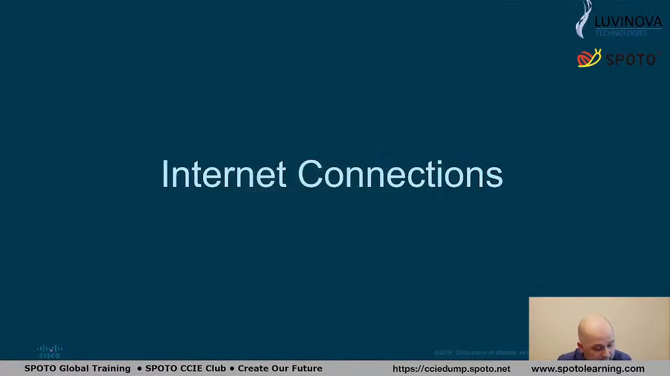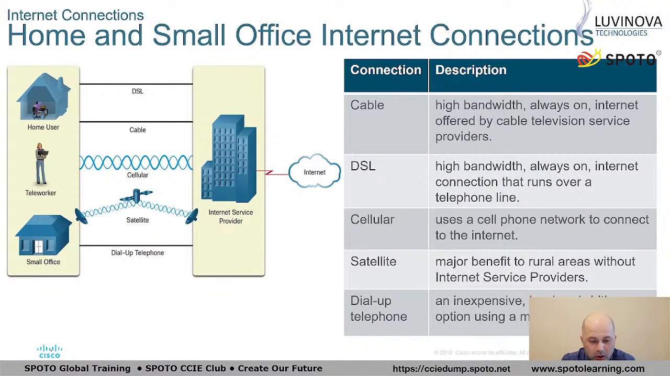Now, internet connections. Home and small office internet connection. First, how can we create a small and home office? What do you have at home? You have a modem, right? You have an ISP, an internet service provider, which provides you internet. You accept that internet through the modem. Then from the modem, you connect with a cable to your wireless router, and from the wireless router you redistribute the signal inside your home.